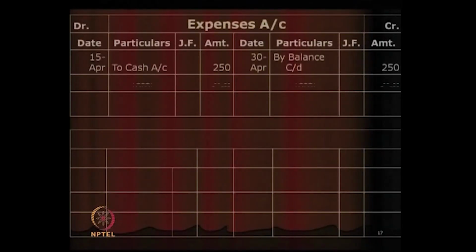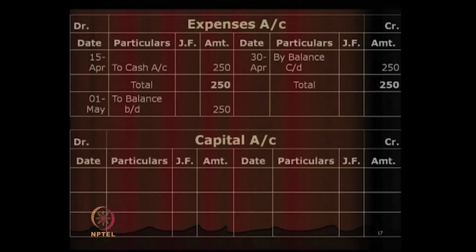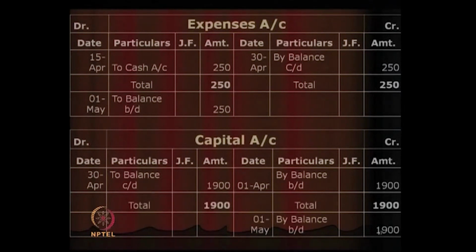Now, let us look at expense account. 250 of expenses paid. So, to cash 250. Capital account, no entry throughout the period. Opening balance of 1900. Same balance we will carry as a balance carried down, and it will go to next month again as an opening balance brought down 1900. Is it fine? Have you understood ledger now?